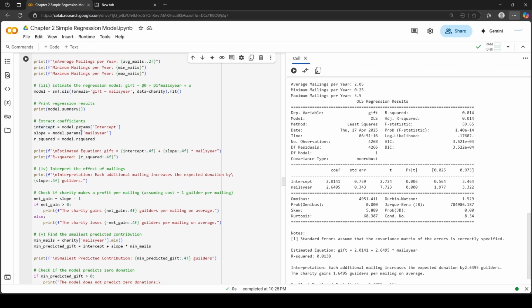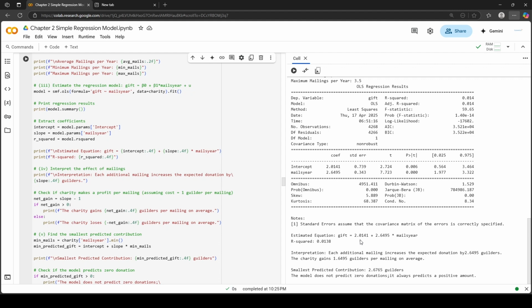Intercept equals model.params in the square bracket intercept, and slope equals model.params, then type mails year because we have used this variable, and r squared value is model.rsquared. So the estimated equation is as follows: gift equals 2.01 plus 2.64 times mails year, and the r squared value is 0.01. R squared value is very low. Okay, as you can see, it is not even 0.05, so it is very low.